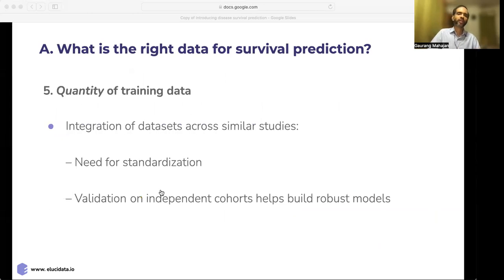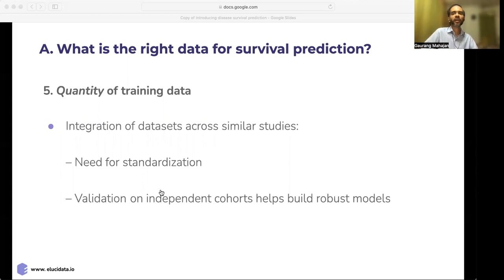Finally, when it comes to applying ML to data, it's equally important to ask if the quantity of training data is adequate. Can the model learn predictive features from the data available? For some disease areas, curated large data sets may not be readily available. And even if they are, lack of metadata could limit the availability of usable data. So in such cases, the option of bringing together data from multiple similar studies to scale up the training data set could be considered.